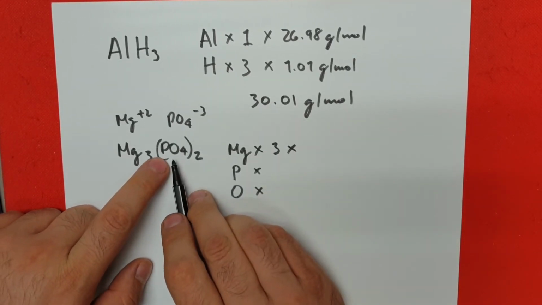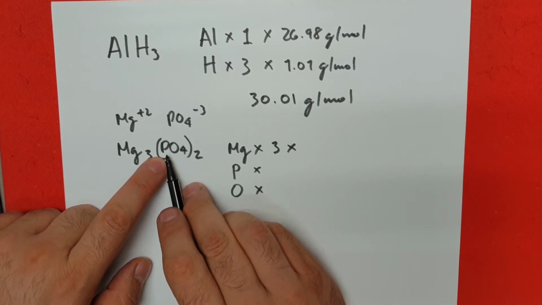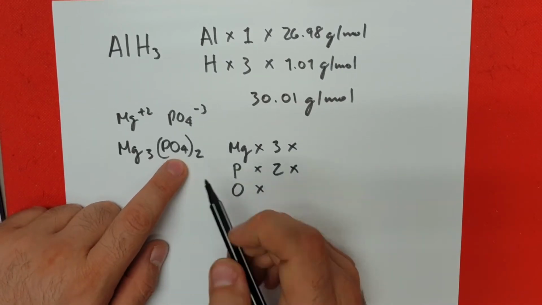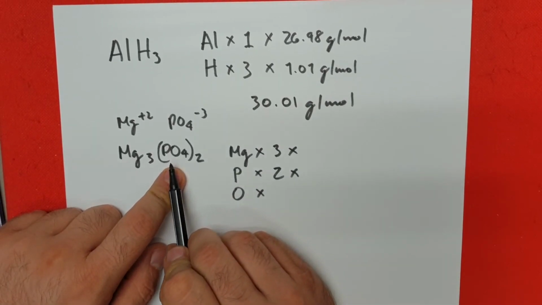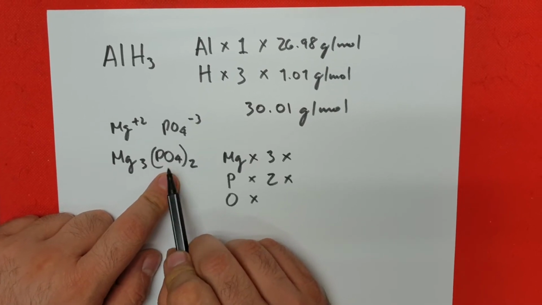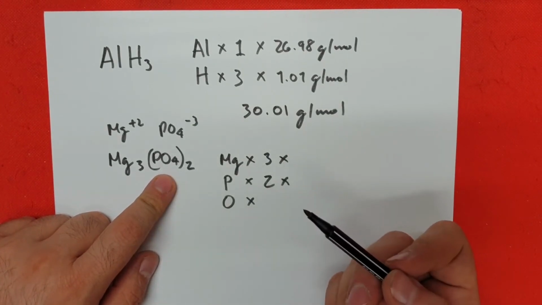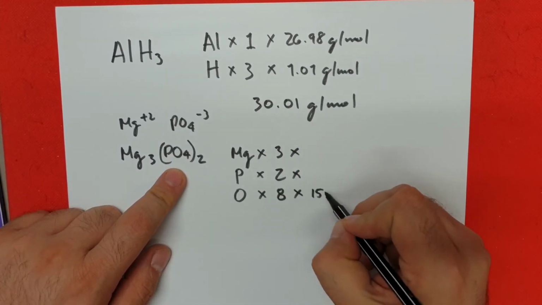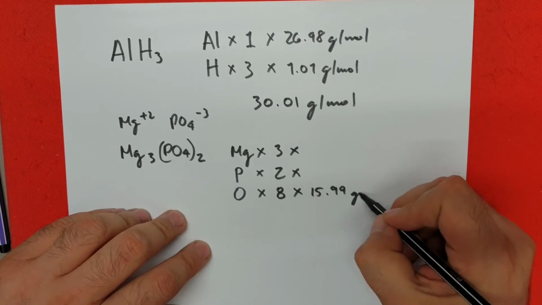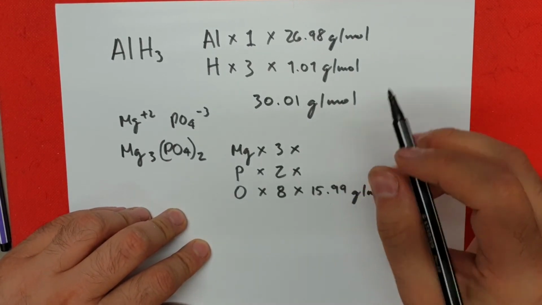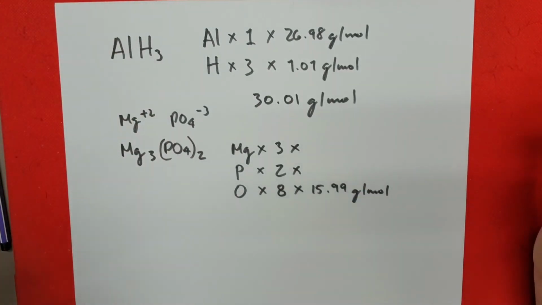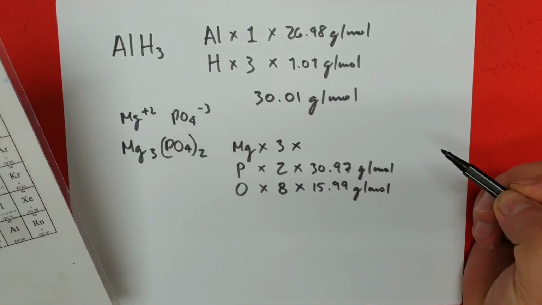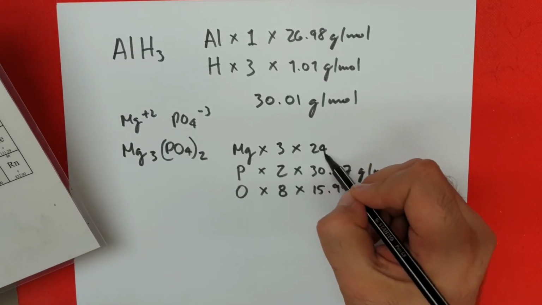There are, for every phosphate, 1 phosphorus atom, but there's 2 of these phosphates in this molecule, so there's 2 of them. And last but not least, for every phosphate, there's 4 oxygen atoms. But since there's a 2 outside the parentheses, it multiplies everything inside. And what are we going to get? We're going to get 8 oxygen atoms times the atomic masses that we have from the periodic table, 15.99 grams per mole. Then for phosphorus, I take my table and it's 30.97 grams per mole. And for magnesium is 24.31.